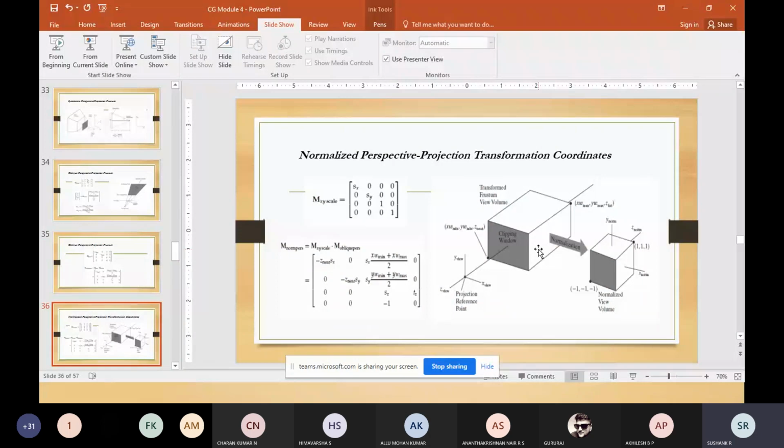I'll just stop the class then. In the next class, we'll talk about the OpenGL 3D viewing transformation functions like gluLookAt, ortho 2D, all these functions. We'll look at that in the next class. I'll just stop the session now.